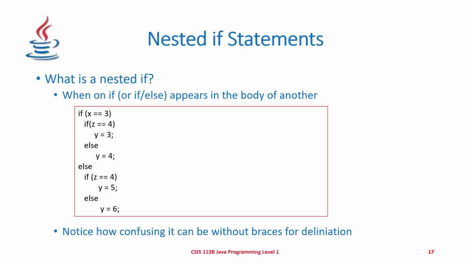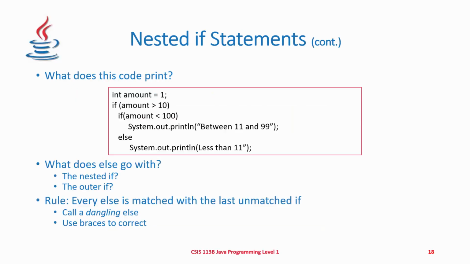again checking to see if z compares to 4. If so, outputting y equal to 5, or actually assigning 5 to the variable y at that point. And then if it does not, if it's false, assigning the value of 6 to y. Notice how confusing it can be without braces for delineation. So let's take a look at this code. The question is, what does this code print?